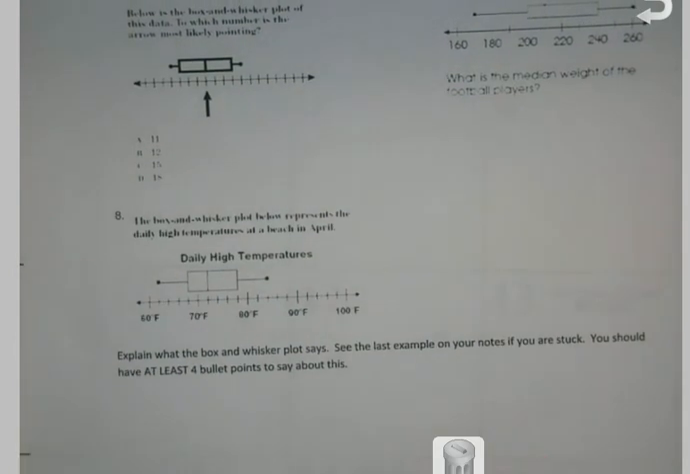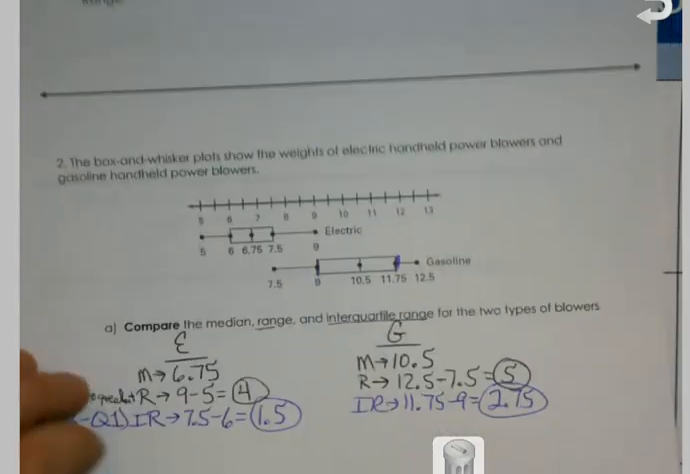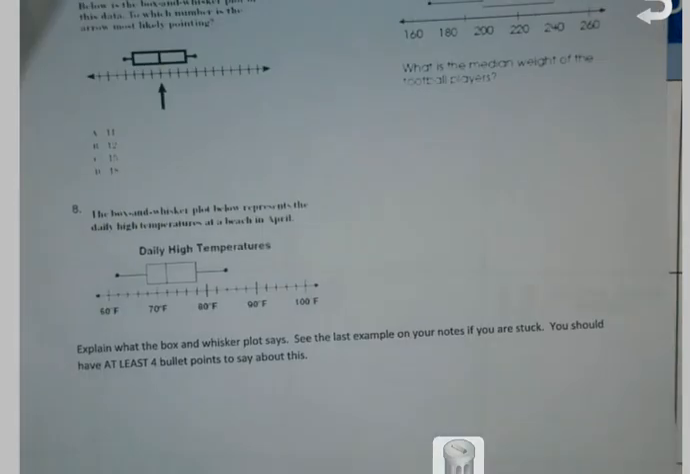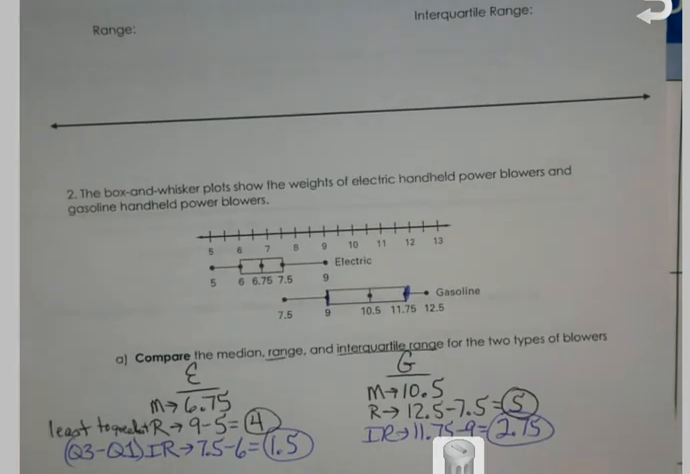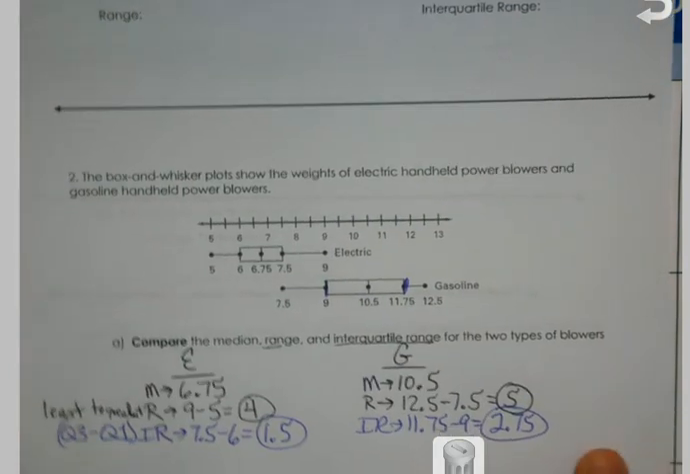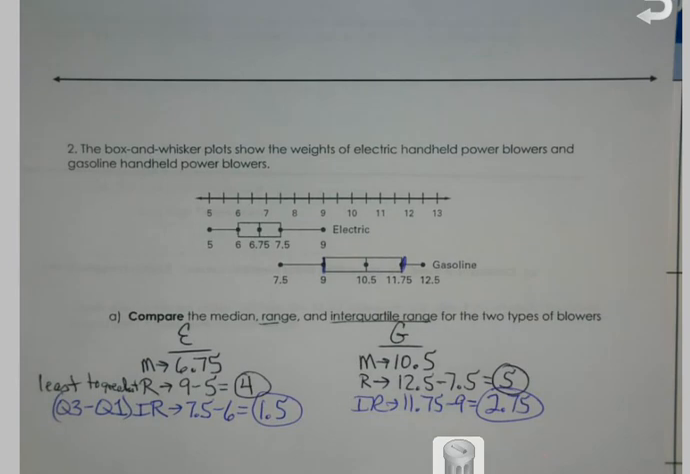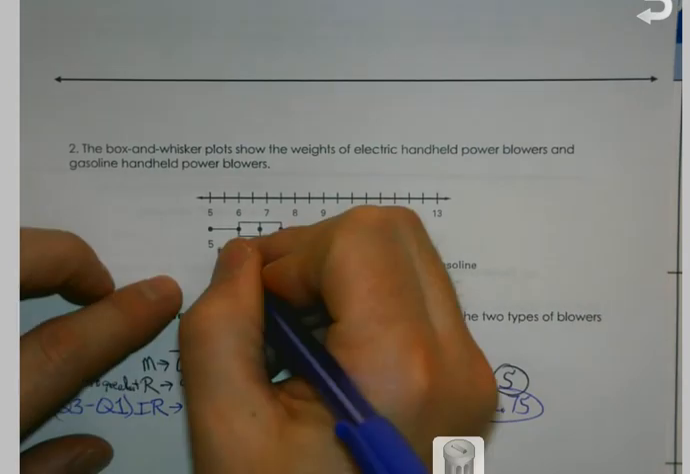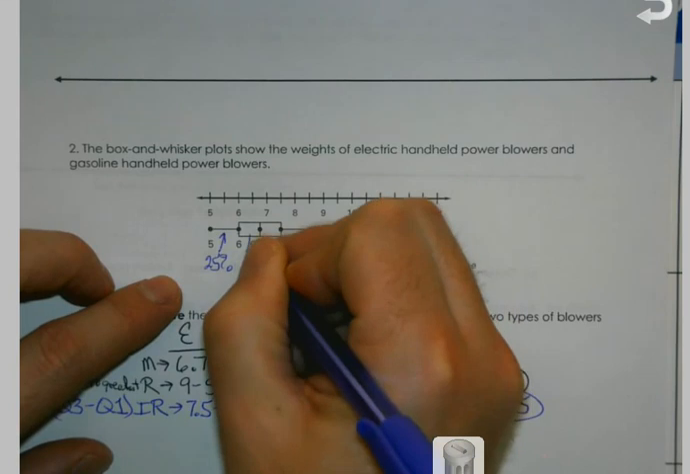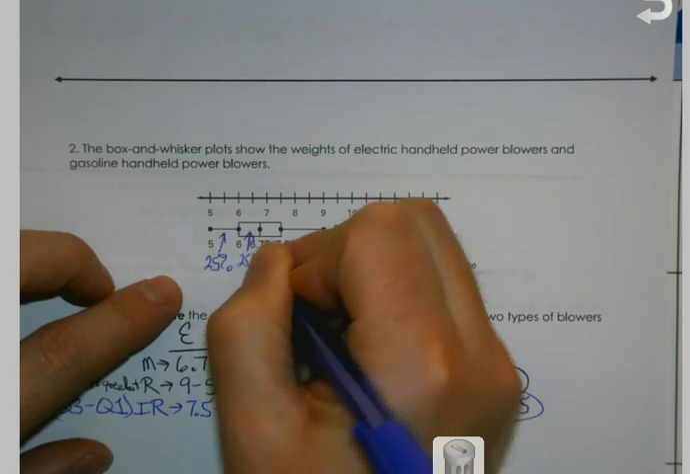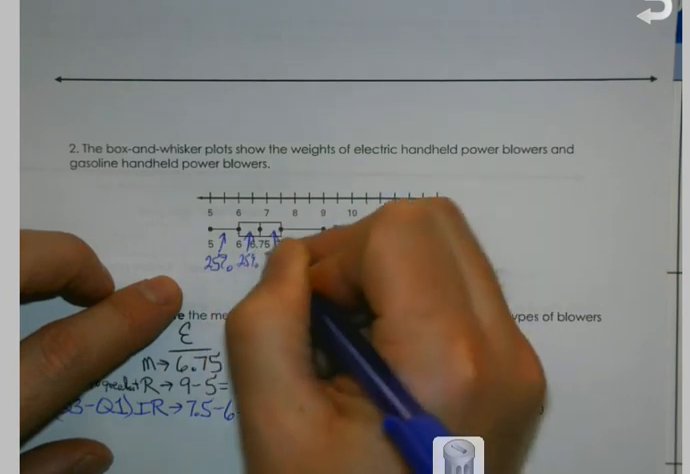Okay, I'll read the questions on the back so you can keep looking at the front here. It says, about what percent of electric blowers are less than 7.5 pounds? Now you're like, how am I supposed to know that? Remember, each of these pieces is 25% of all the data.